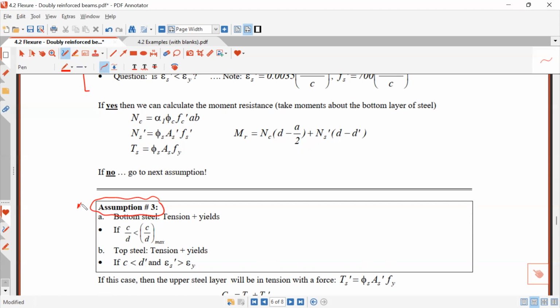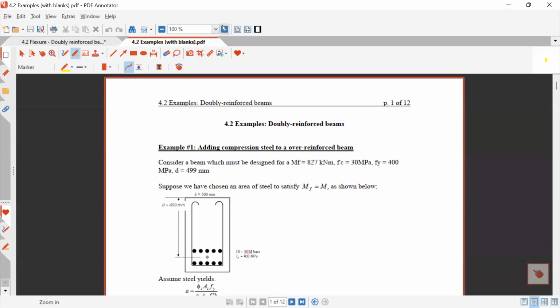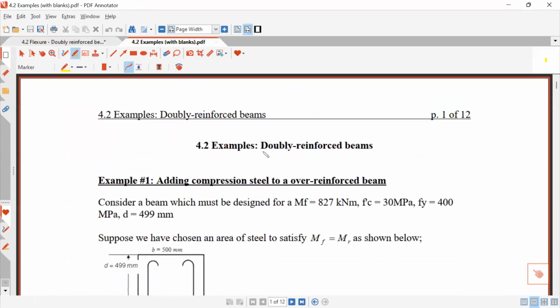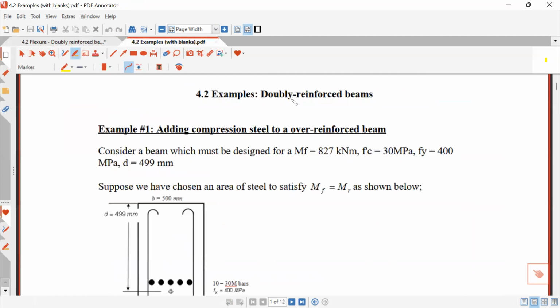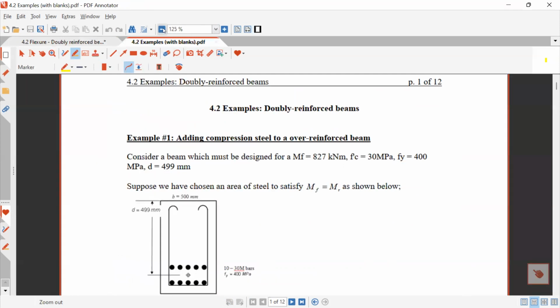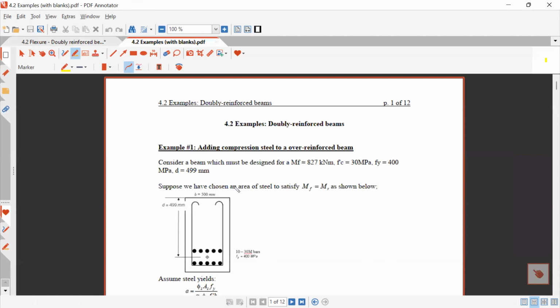So again, this would make more sense if we see an example. I'm talking for a long time. Let's look at these examples here. Let's go to 4.2 examples, double reinforced beams. Let's try to do the first example.